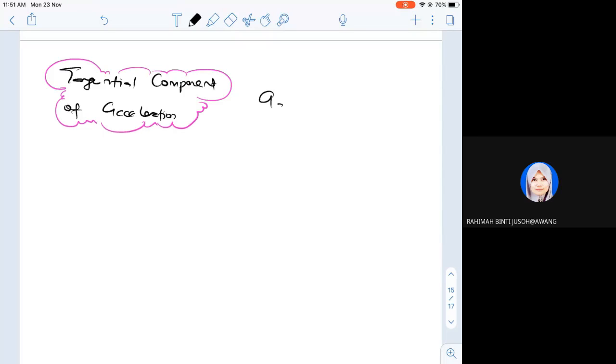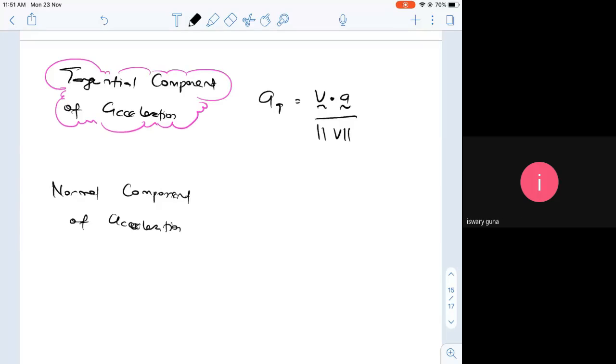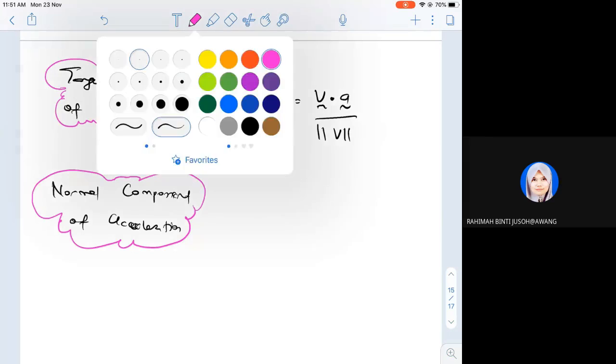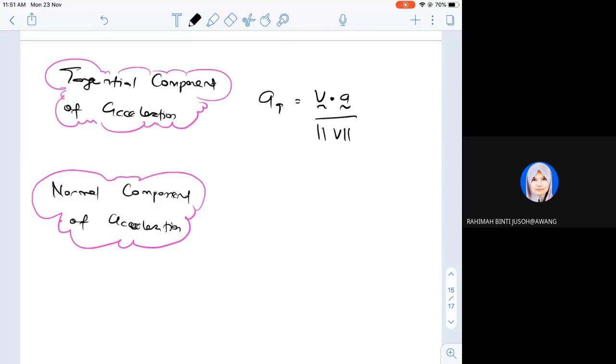Okay, so a_T equals to v dot a over the magnitude of velocity. That's the formula of the tangential component. And then we have the normal component of acceleration. We have a_N equals to v cross a, divided by the magnitude of v.